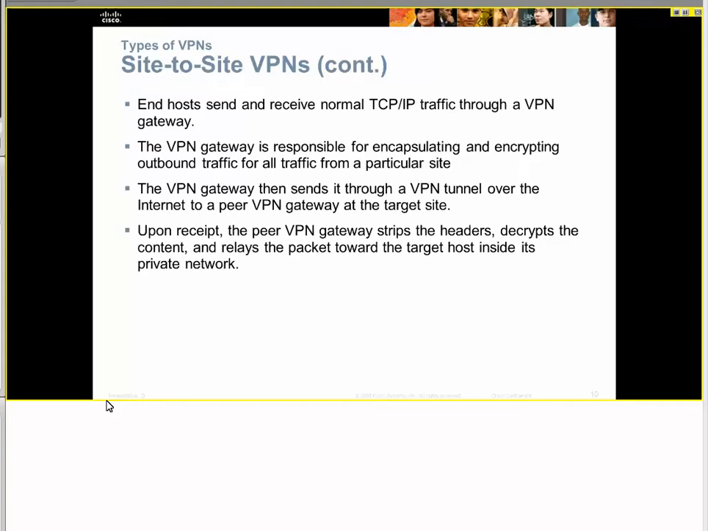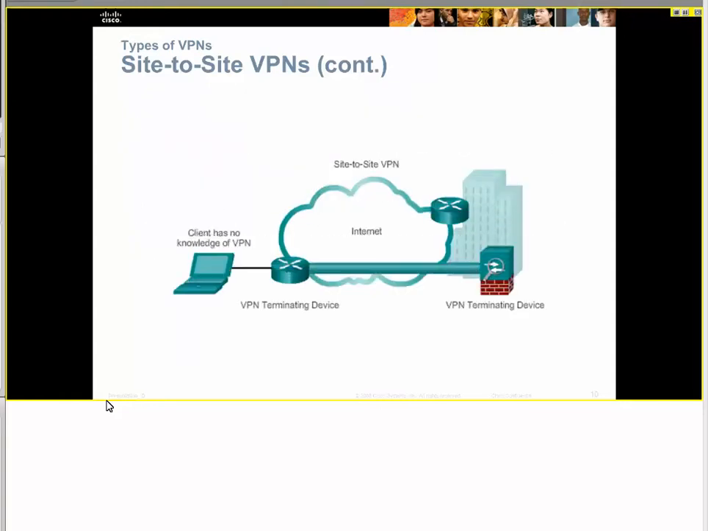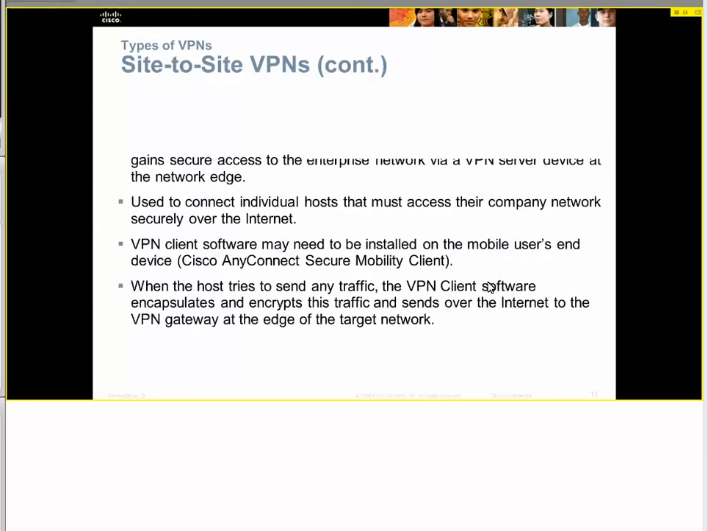Upon receipt, the peer VPN just strips away all the stuff that the other end added, dumps the packet just like it came off the originating network. Real straightforward, real easy. This is what a site-to-site VPN looks like. You have a VPN tunnel through your public internet, and then you have your terminating devices, either a router, a firewall, or a combination of two at both ends. So that's really all a site-to-site VPN is. Any questions on site-to-site?